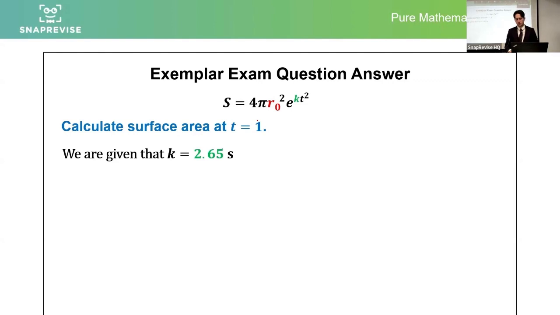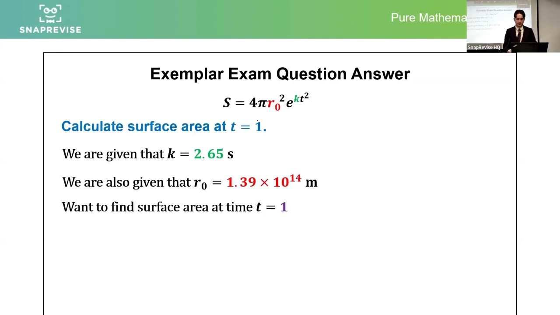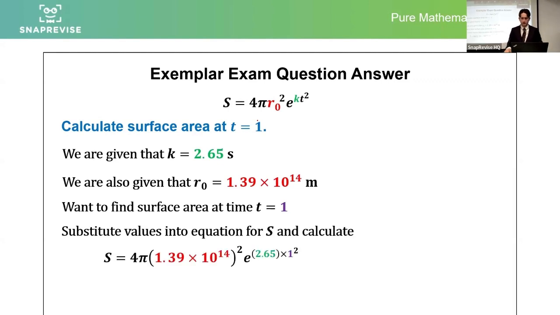We were also told k in the question as 2.65, and we were also given R0. So now it's just literally subbing in everything they gave us. We put all of that together and then find the surface area. It's not a very nice number. Look out for your units as well, and that's what we get. Okay, brilliant. Right, this does take a bit of stamina, but we're doing so well.